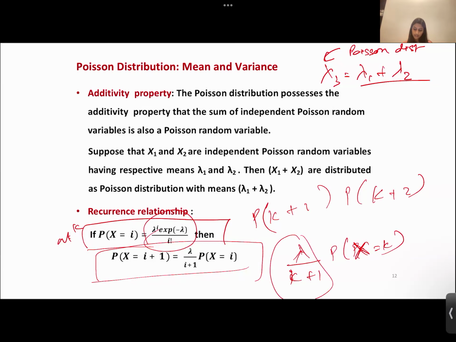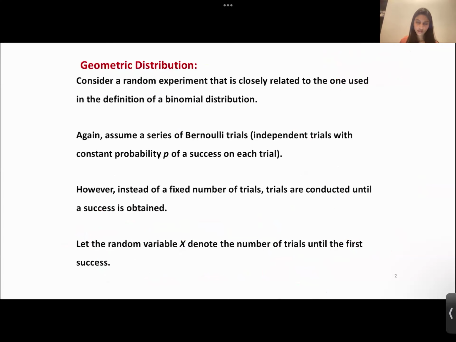Yeah, so you just need to multiply these to obtain the recurring probabilities. So the final distribution is the geometric distribution. In the binomial distribution, we were interested in the number of successes, k successes out of n trials, and we did not worry about the order there.